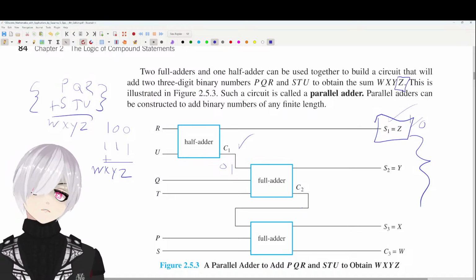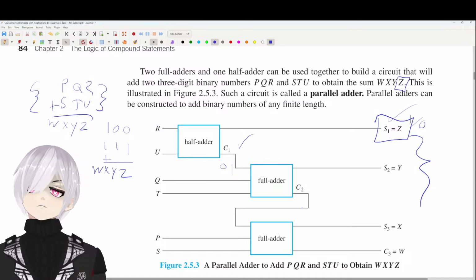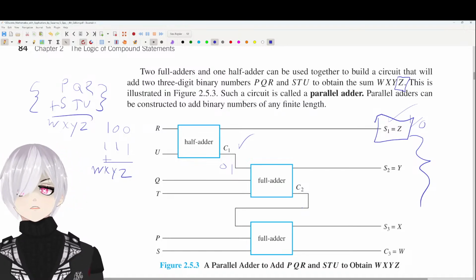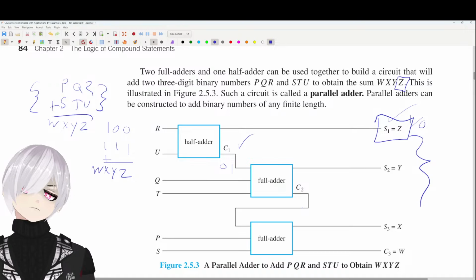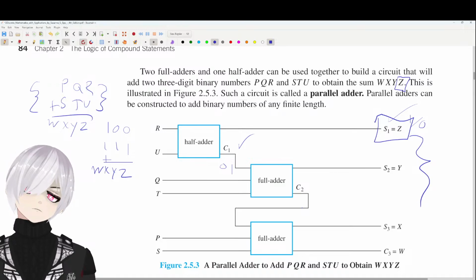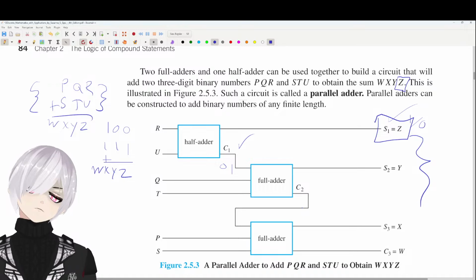So R and U represent digits of the originals, the things that we're adding, the rightmost digits of each. And then S1 is just the rightmost digit of the sum of R and U. So R plus U equals C1 S1, and then we'll just call S1 Z, because S1 is going to be the rightmost digit of the whole sum.